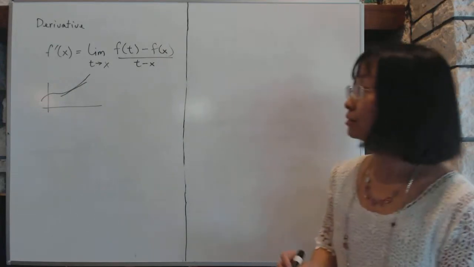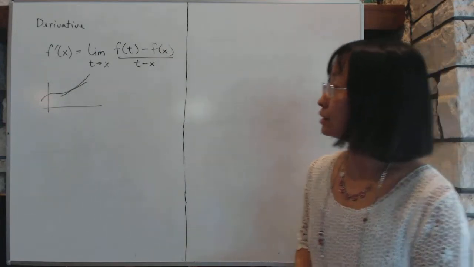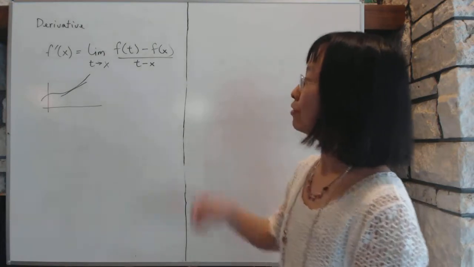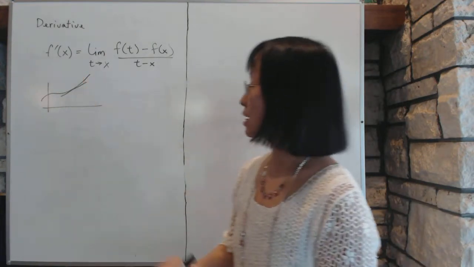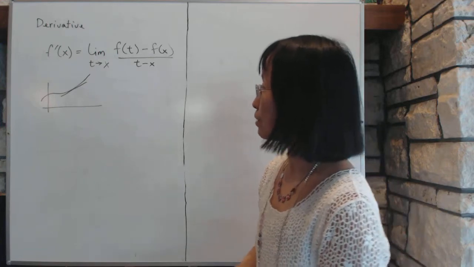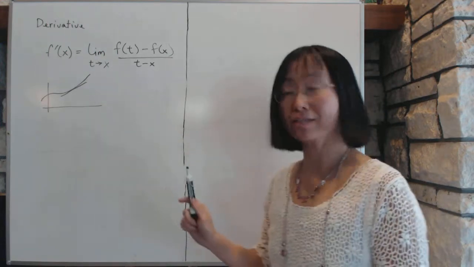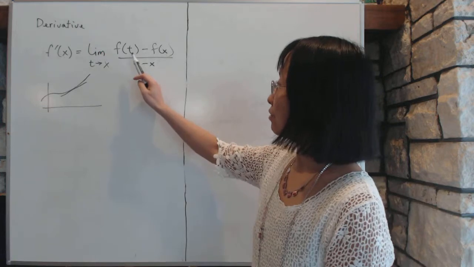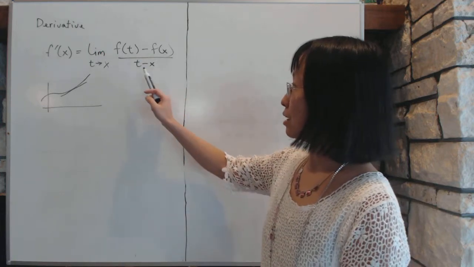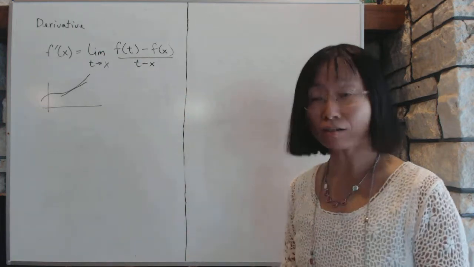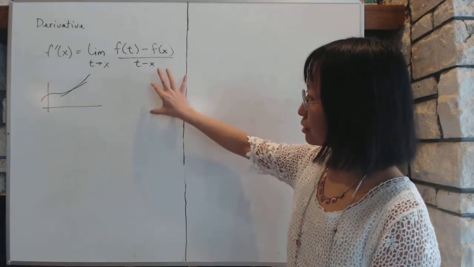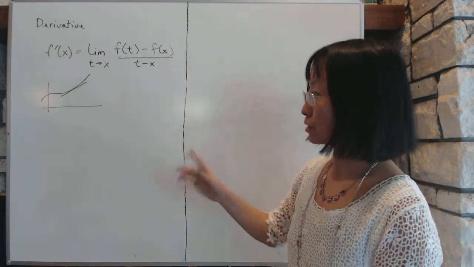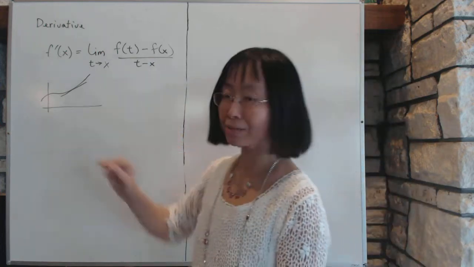Section 3.2, the derivative. The derivative as defined is simple. For a function f, it is called f prime of x, and it is defined by this particular limit if it exists. That is the limit of f(t) minus f(x) over t minus x as t goes to x. So as it gets closer, what this really is, is the rise over the run. In other words, the slope of the graph at that particular point.